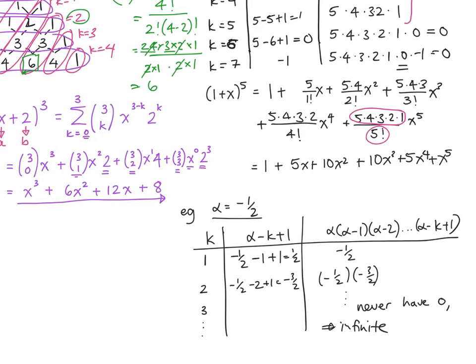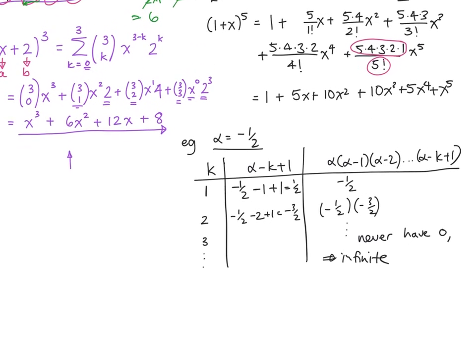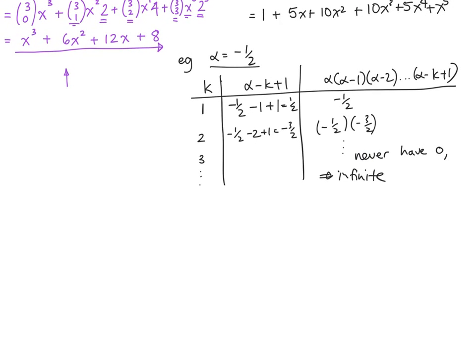So I want to finish off by just showing you that anything you can do with the binomial theorem, you can do with the binomial series. So let's do the same example that we did with our binomial theorem, which was x plus 2 to the 3.